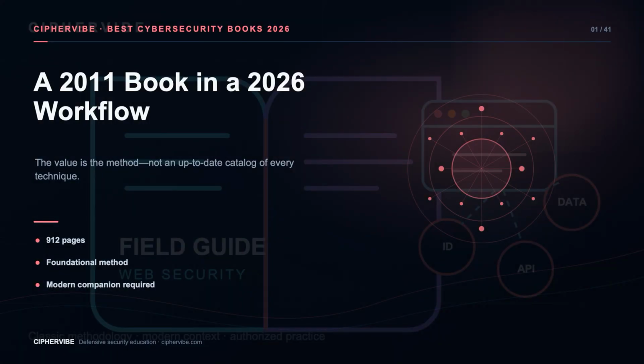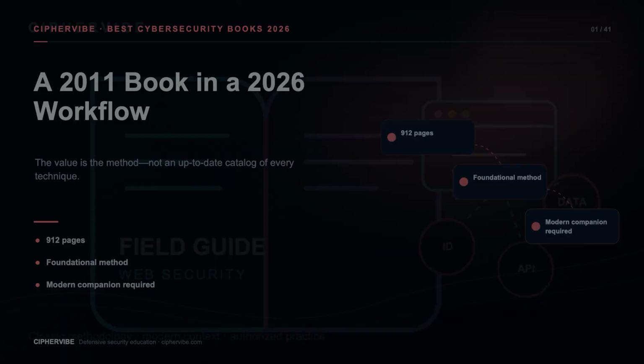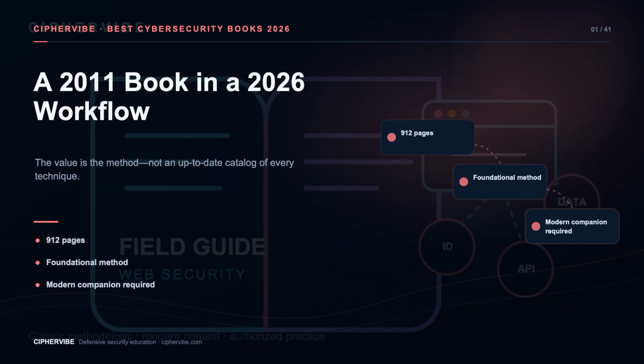A 900-page hacking book from 2011 sounds like the last thing a beginner should buy in 2026. But this one still teaches a skill many modern courses skip: how to think through a web application as a complete system. The catch is knowing which lessons aged well and which ones did not.